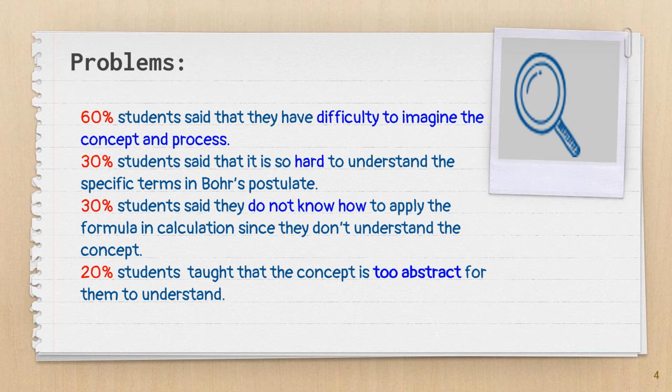However, we found that 60% of students say that they have difficulty imagining the concept and the process, 30% of students feel the subject is very hard and do not know how to apply the formula, and 20% of students thought the concept is too abstract for them to understand.